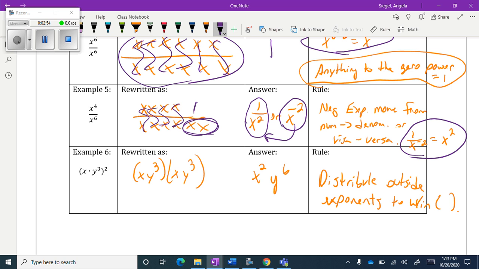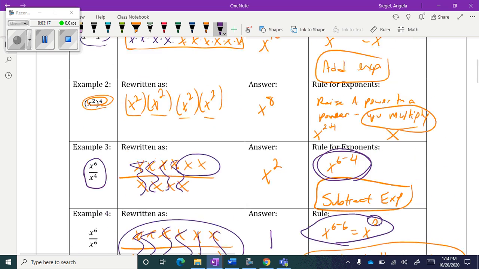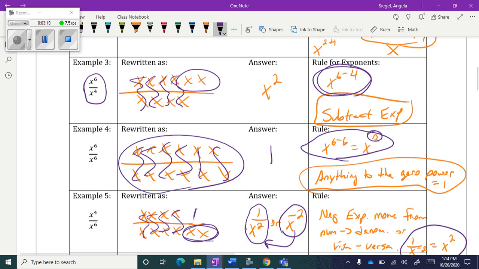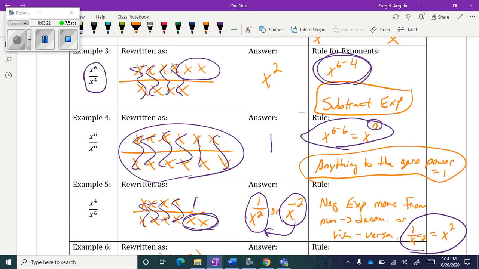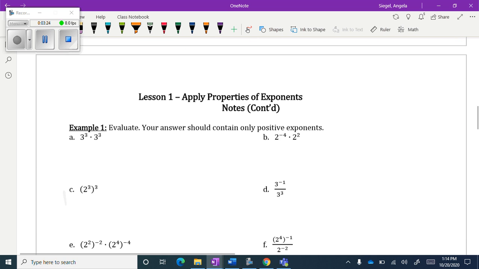And then finally, this one, I showed it from this perspective, just squaring it. But another way is to distribute this 2. So I have x to the first, y cubed, and when I distribute that 2, I get x squared y to the 6th, because when you raise a power to a power, you multiply. Okay, so those are the 6 rules that you will ever come across. I'm going to throw a lot of different things at you, but it always comes back to those 6 rules.